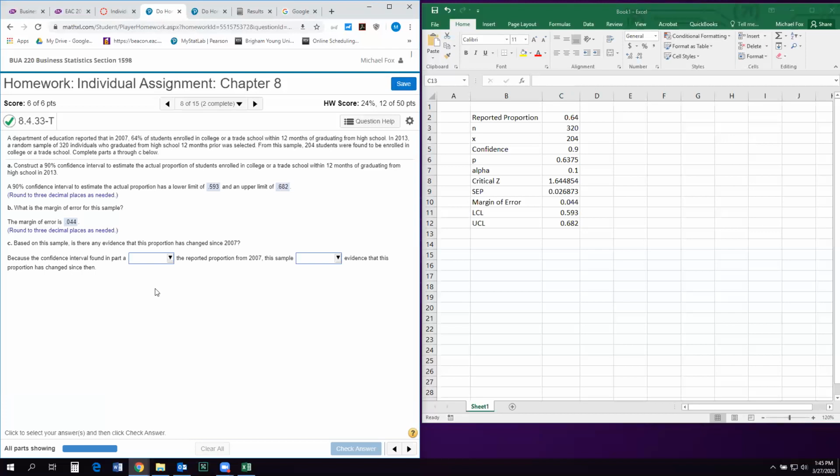And finally, it's going to ask me to do some analysis. The reported proportion of 0.64 is squarely in the middle of my confidence interval. So because the confidence interval found in part A includes the reported proportion from 2007, this sample does not provide evidence that the proportion has changed since then.